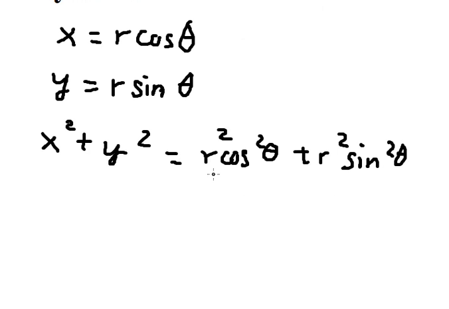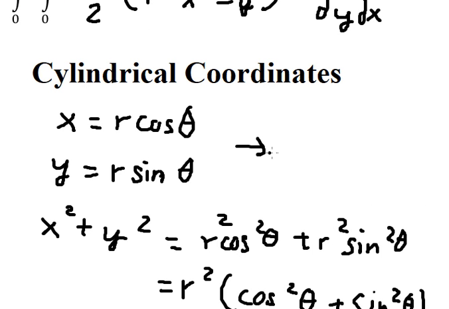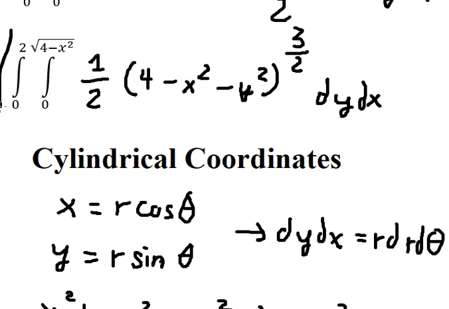So r squared and r squared, we can do factorization. And we know that this one equals number 1. Next, dy dx, we change by r dr d theta. Now we need to change the bounds.